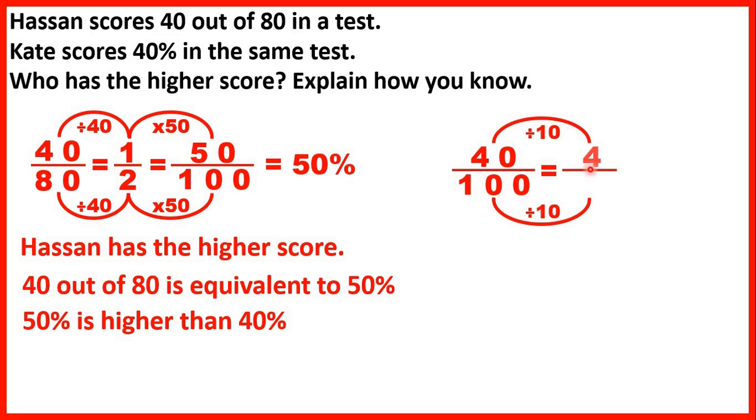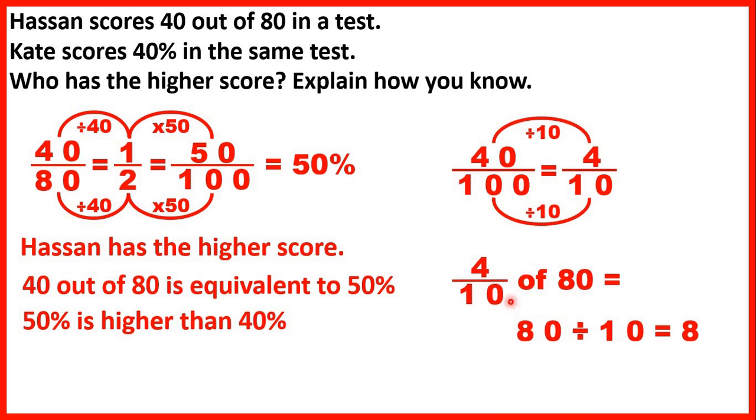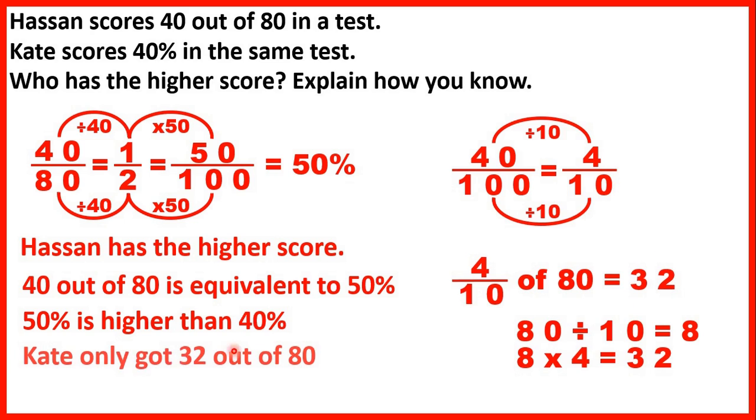40% or 40 hundredths is the same as 4/10. So we can find 4/10 of 80. Remember, we divide by the denominator first, and 80 divided by 10 is 8, and then 8 times 4 is 32. So that means Kate only got 32 out of 80, because 40% of 80, the same as 4/10 of 80, is only 32. But Hassan scored 40, so Hassan has the higher score.